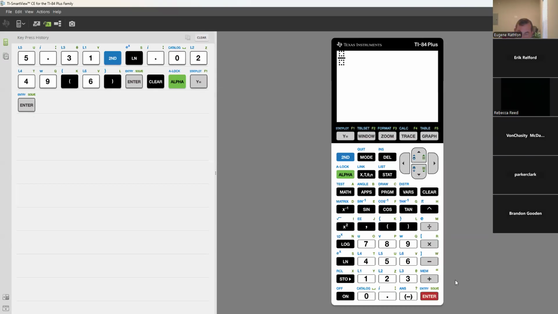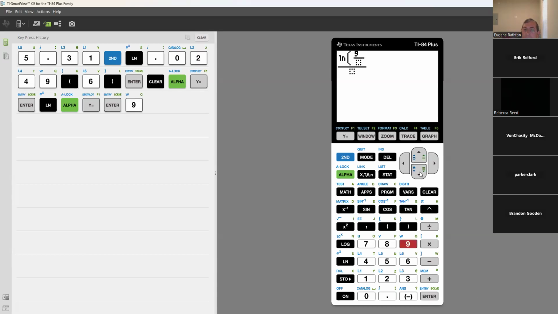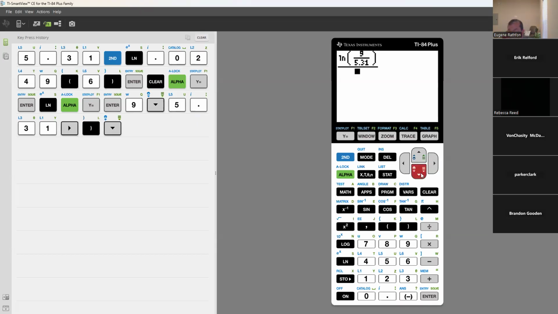And watch this. I'm going to hit LN. I'm going to hit alpha y equals again and enter and get the fraction bar again because the LN is of the fraction, which was the 9 on top, divided by the 5.31. I'm going to arrow out of that and close those parentheses. Then I'm going to the bottom and I'm going to put in 0.0249. All right, y'all, so that now looks like exactly what we had written down.